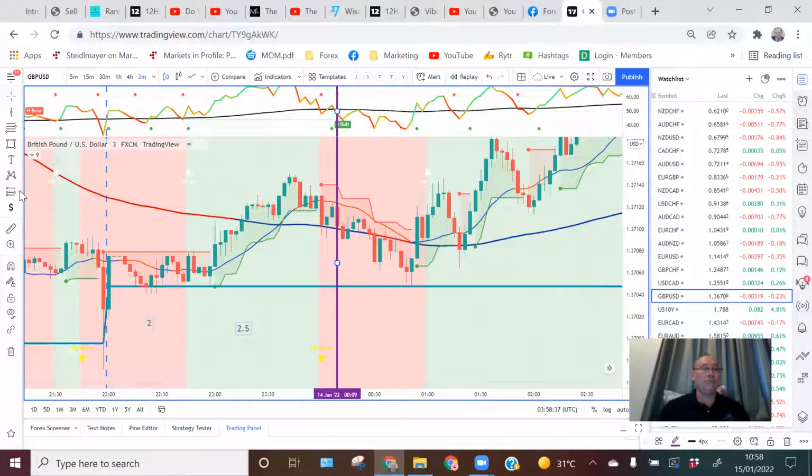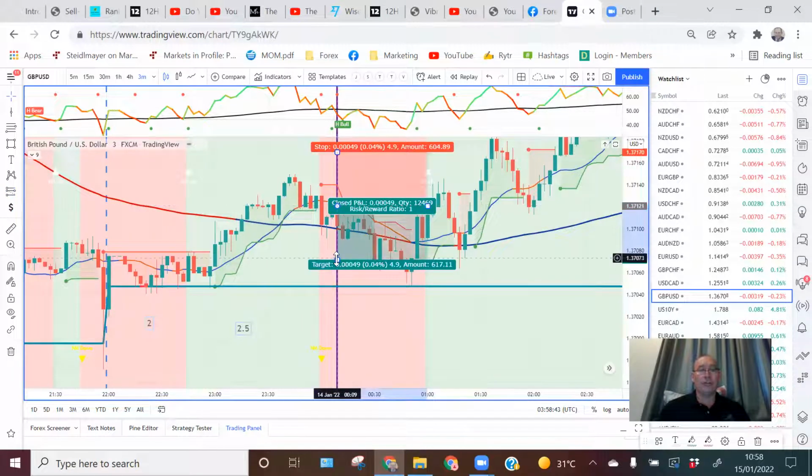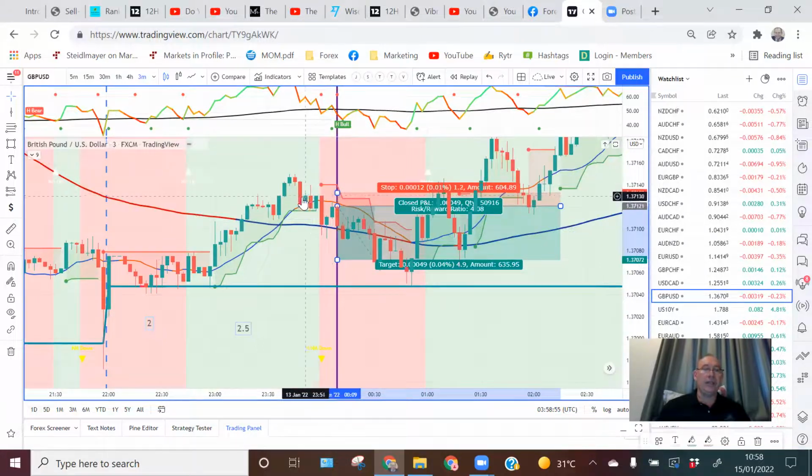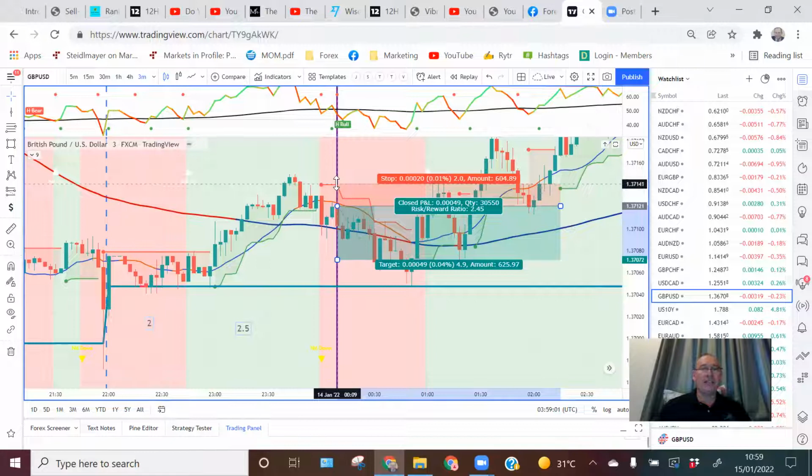Here we go. Enter the trade. Let's take this out so we can see the risk to reward. Where do we put this? We put it on the other side of this. Or maybe even just a little bit higher, just in case. If you really want to be ultra conservative, you could put it above this line here.